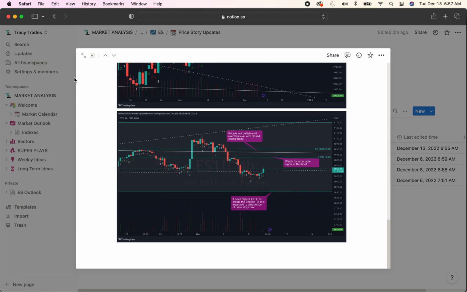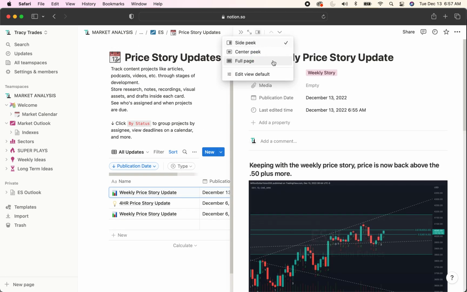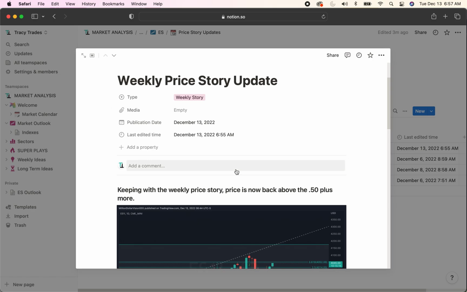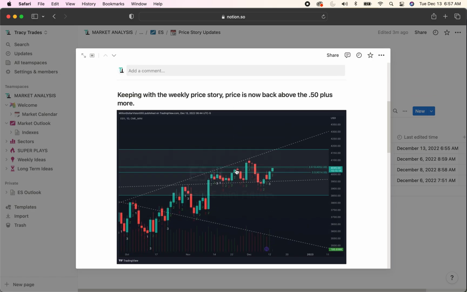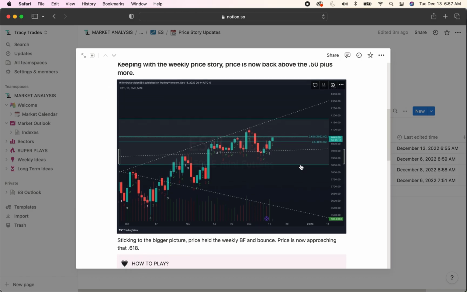So now this week we provided an update. I hope everyone banked on that short last week, but this is a new week. Let's see what we got for this week. I got some goodies for you guys. So right now, price is pushing back above the 0.50, the weekly story. We ended up getting right back above that, sticking to the bigger picture. It held it. Price is now approaching the 618, 40.52.